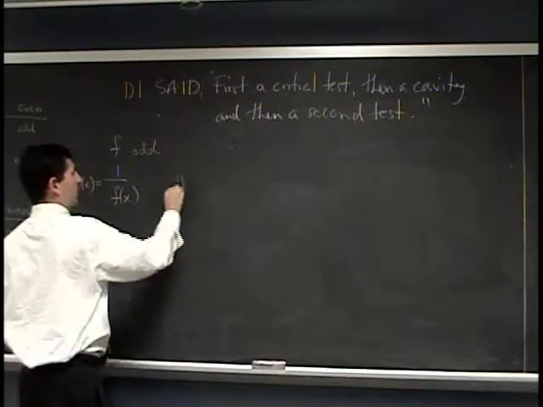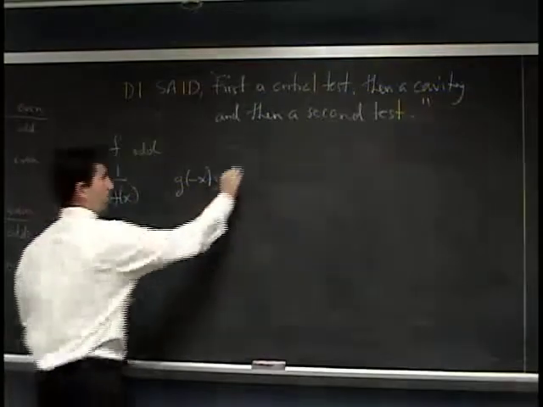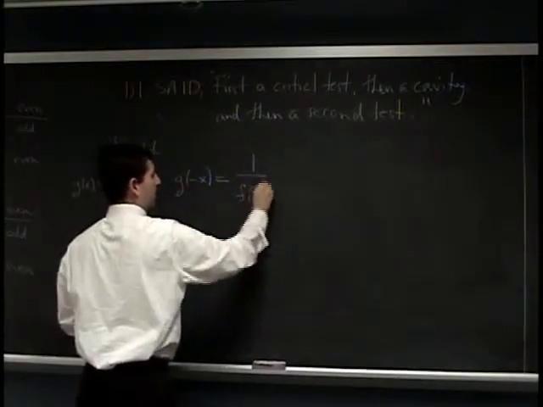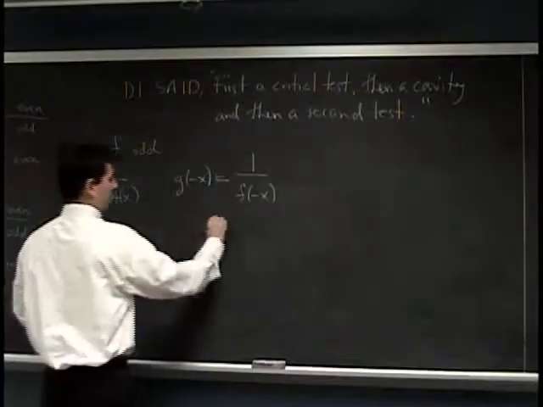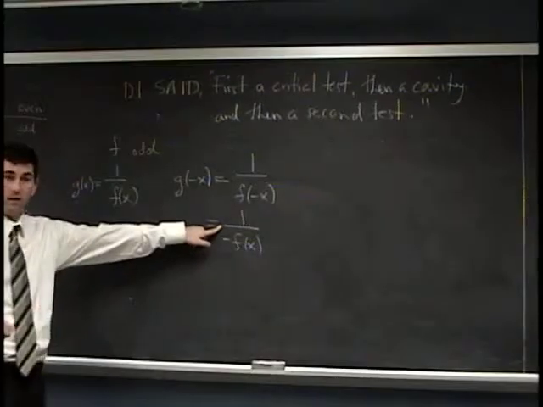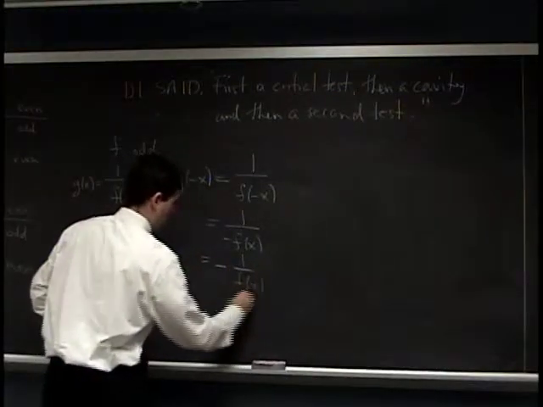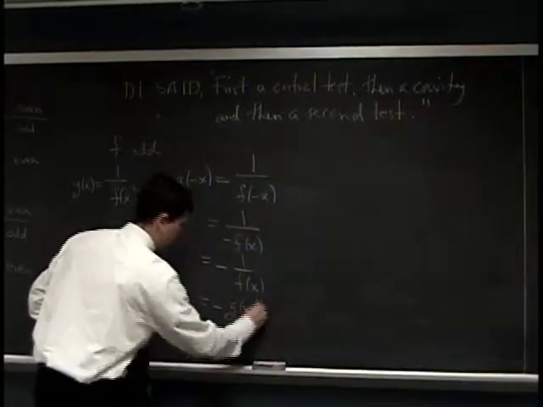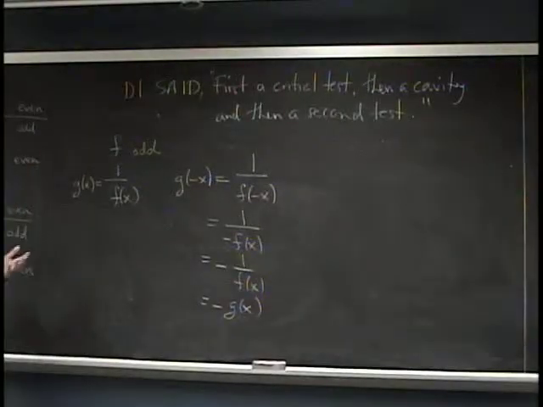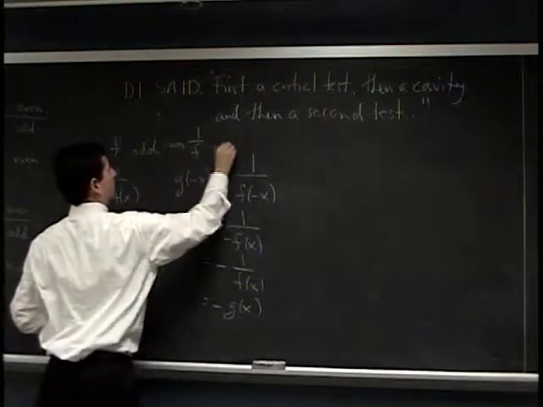We can still ask, what is g of minus x? Well, it's 1 over f of minus x. But f was odd, so this is 1 over minus f of x. And I can pull this minus to the front. So this is minus 1 over f of x, which is minus g of x. So if f is odd, then 1 over f is odd.